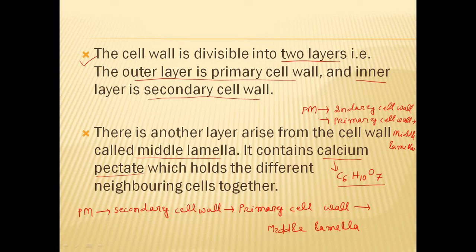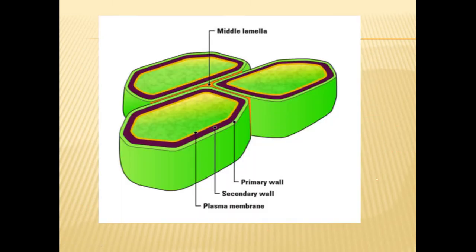I have provided two structures of the cell wall. The first structure here, you can see the orange color structure which holds these three cells attached with each other is known as the middle lamella. And the outer layer, I told you, is the primary cell wall.